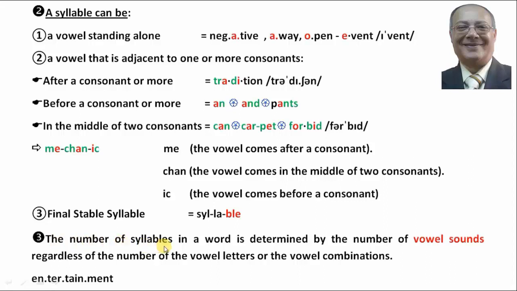The number of syllables in a word is determined by the number of vowel sounds, regardless of the number of vowel letters or vowel combinations. Here we have the word entertainment.